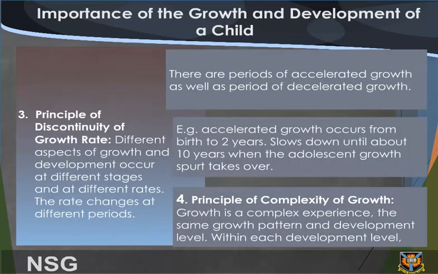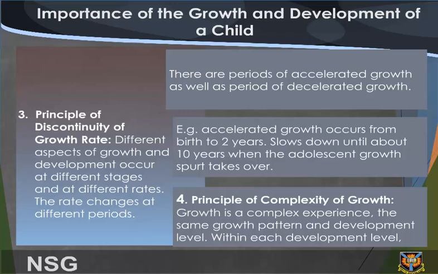3. Principle of discontinuity of growth rate. Different aspects of growth and development occur at different stages and at different rates. The rate changes at different periods. There are periods of accelerated growth as well as periods of decelerated growth, e.g. accelerated growth occurs from birth to 2 years, slows down until about 10 years when the adolescent growth spurt takes over.